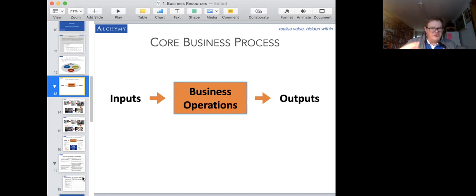And then how we run them is our operations piece. Our business operations is how we decide to set up and organize and apply those resources. So that's what we're trying to figure out here, okay? So let's look at an example.